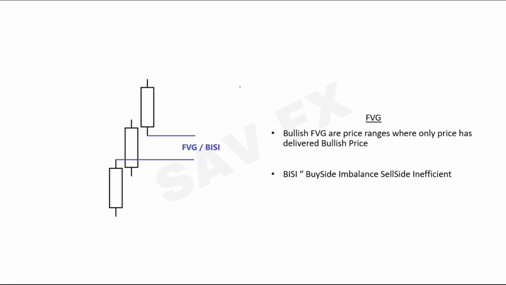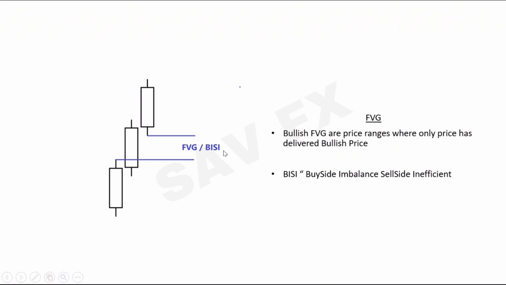Today we're going to be talking about fair value gaps, right? Fair value gaps are basically inefficiencies that price leaves when it's moving in a specific direction, right? For example, right here we have a bullish fair value gap, meaning the price is moving higher. So this is a bullish fair value gap.